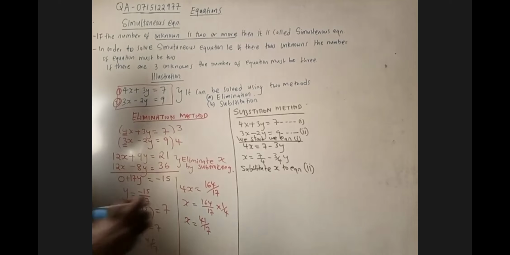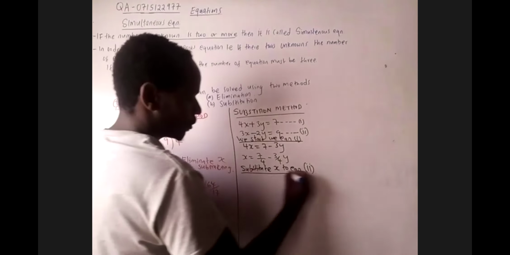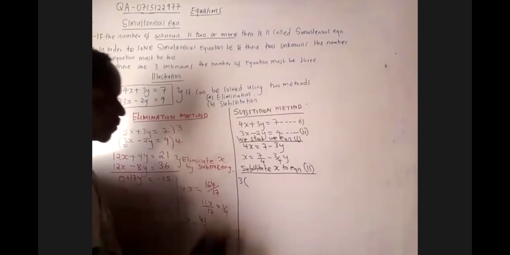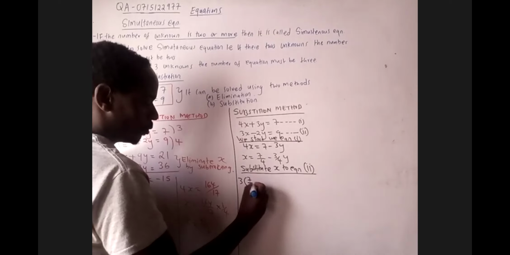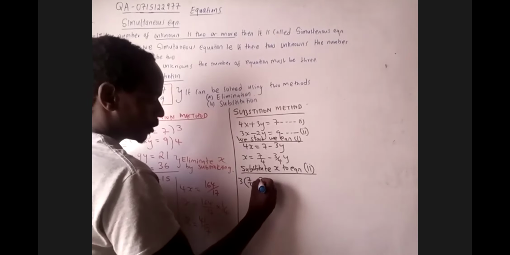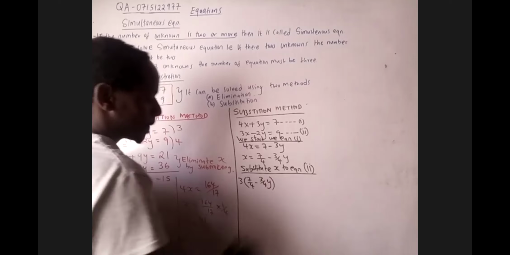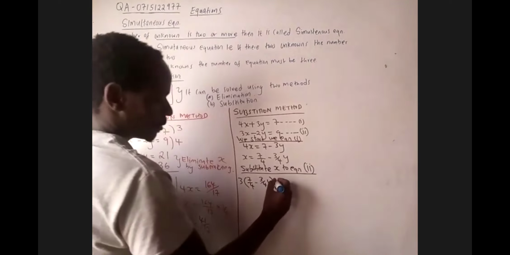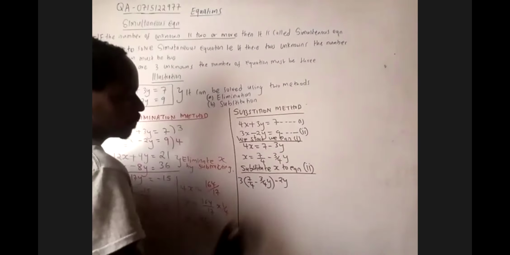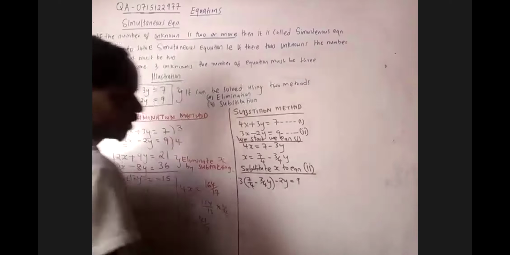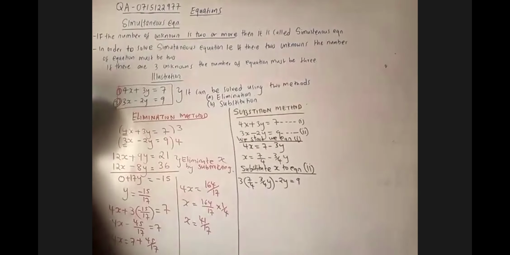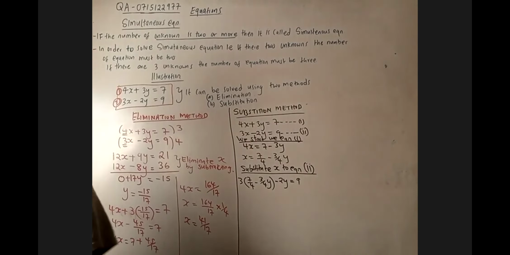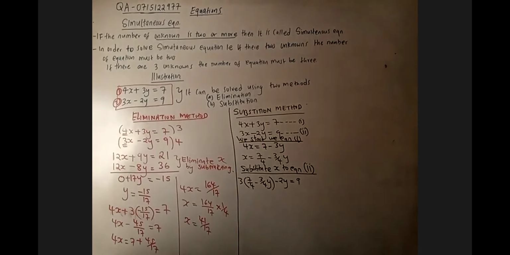Then once we do that, we substitute this into equation number 2. Let us substitute. Itakuwa ni 3, but we know our x is equal to 7 over 4 minus 3 over 4 y, minus 2y is equal to 9. So find the value of y.